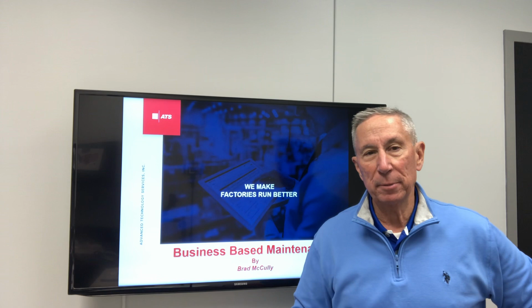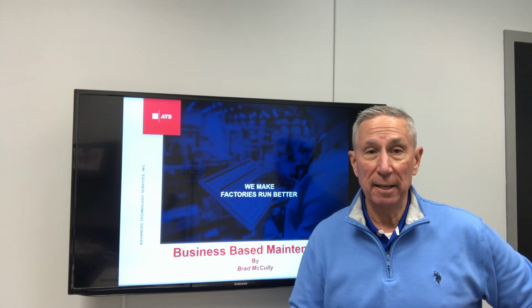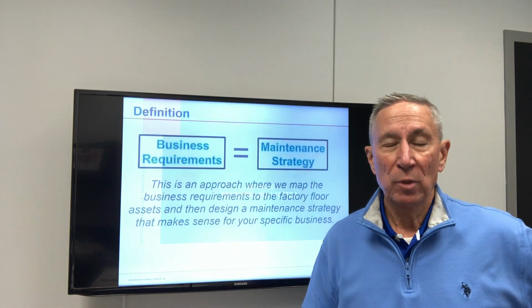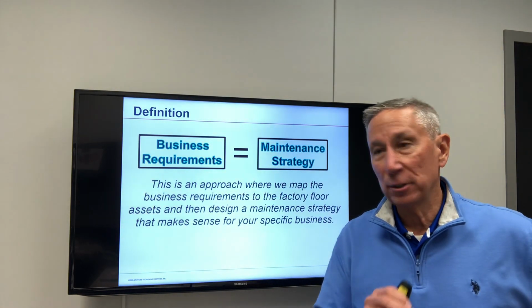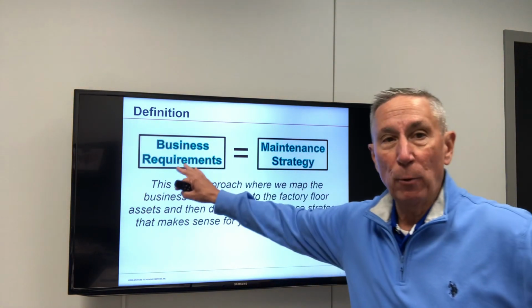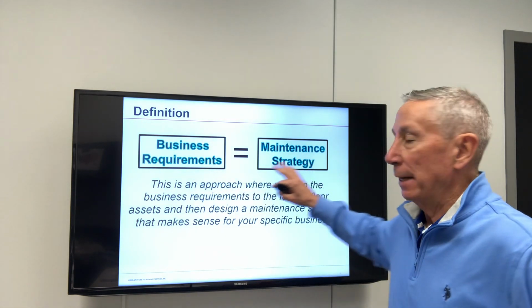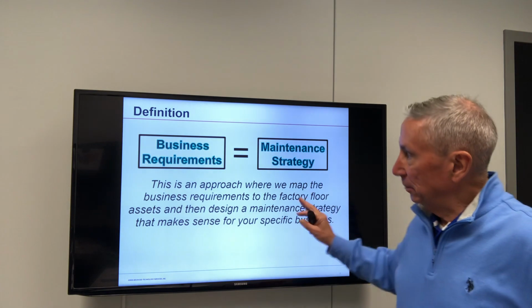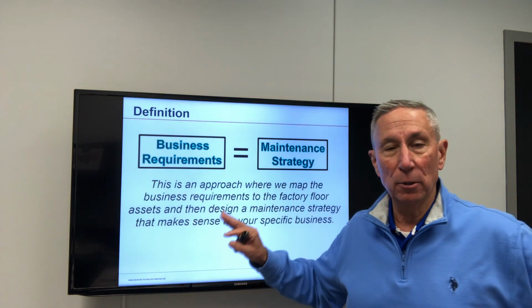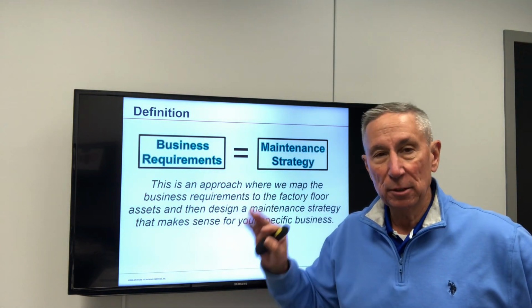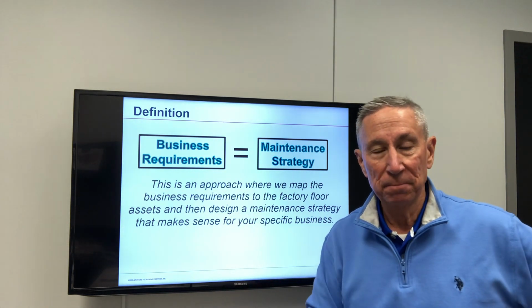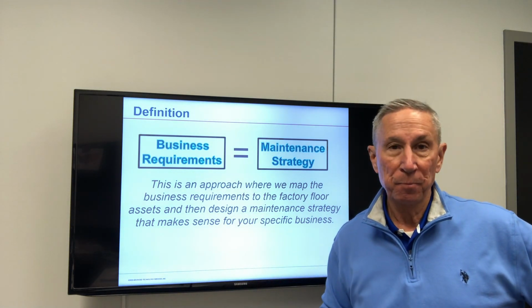This is the third episode in a series of 5 that talks about business-based maintenance. If you remember, in the first episode we really talked about business requirements and mapping them to strategy. This is what business-based maintenance is all about. Making sure that my maintenance strategy is aligned with the needs of the business, so I'm focusing on the right things, spending the right money, doing the right things as the business needs them real time, right?